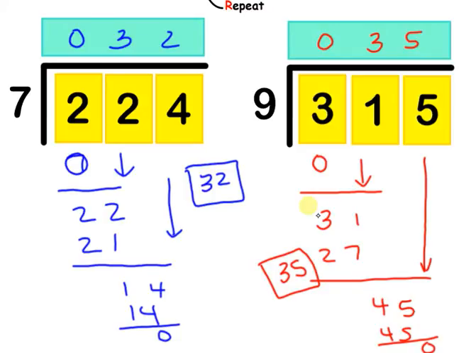Now, the really cool thing with division that's different from multiplication is there's really only one way to do it. So your work and my work should really match each other to a T.